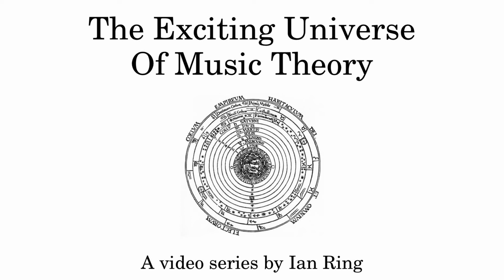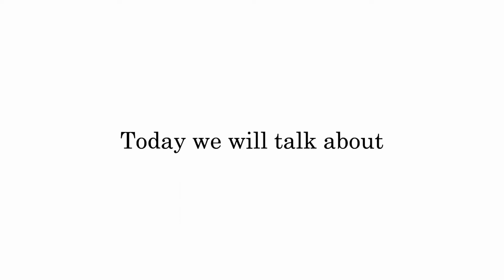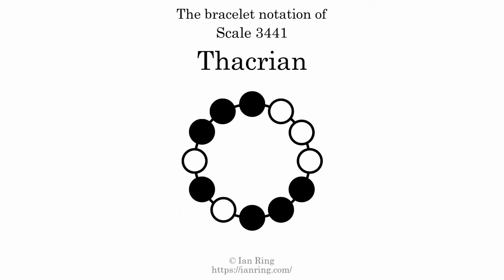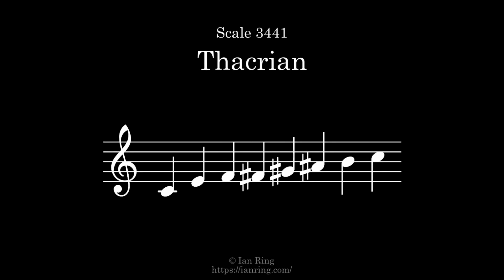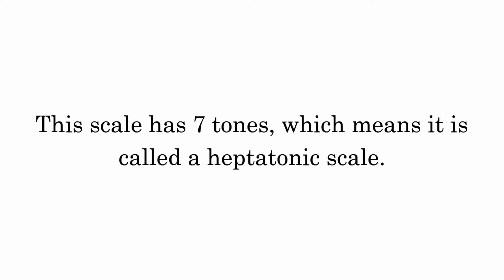Welcome to the exciting universe of music theory. Are you ready to learn? Then let's begin. Today we will talk about Scale 3441, Thacrian, which sounds like this. This scale has 7 tones, which means it is called a heptatonic scale.